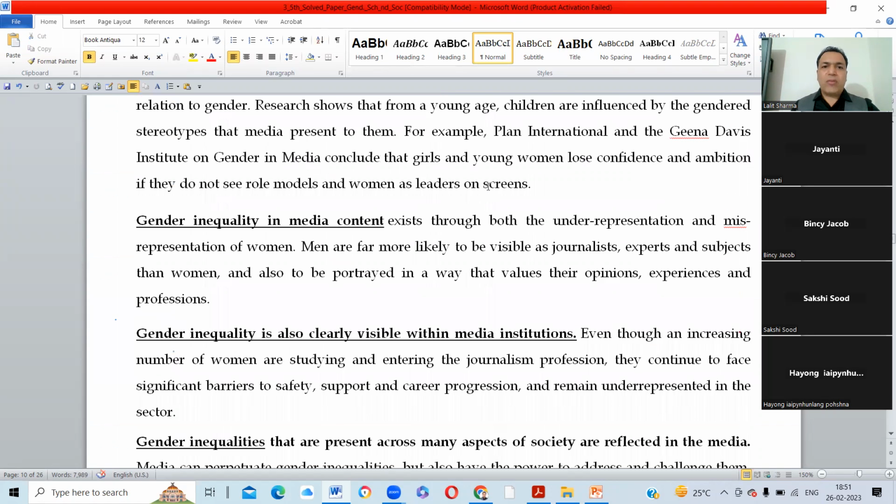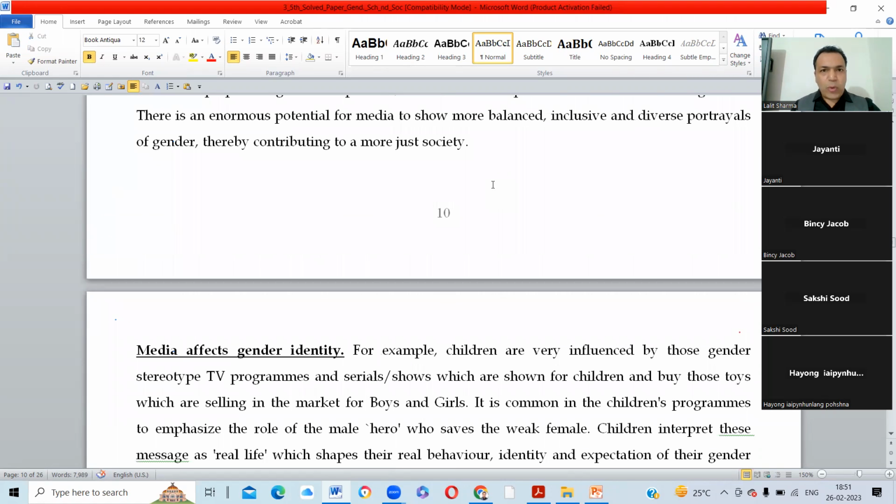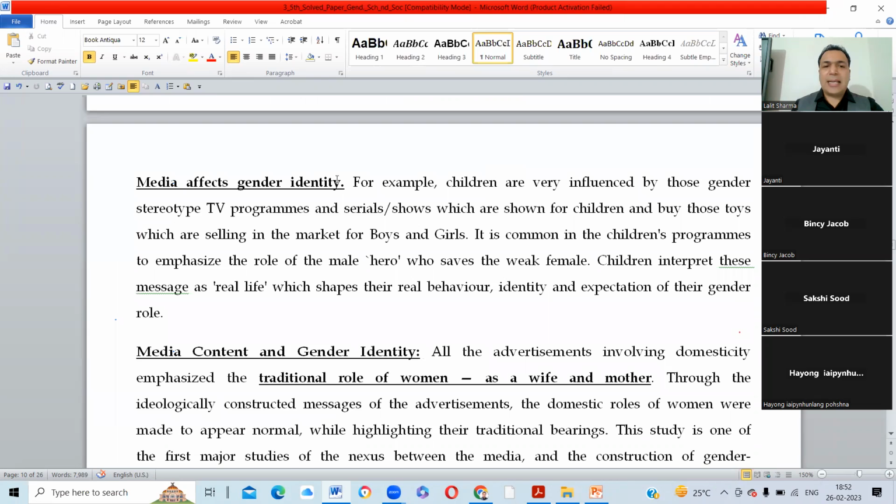But here more and more we have to write how the media influence our perceptions, our ideas, and create the gender identity, right guys? Now the child, a small child, either male or female, how does she come to know? For example, a female baby, how will she come to know that she has to wear a frock, she has to wear a ribbon, such things? But she learns from the media, she learns from the environment, from the home, right guys? Media affects gender identity, okay?